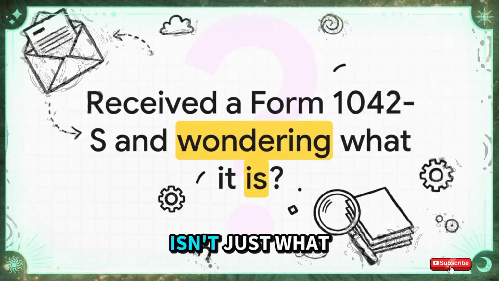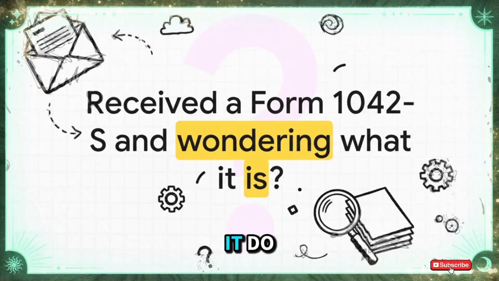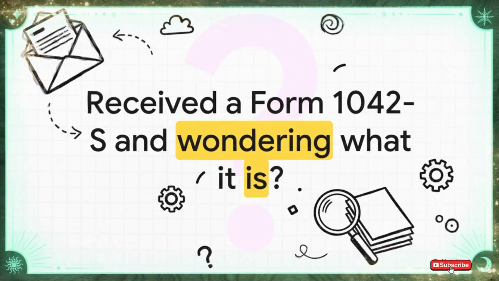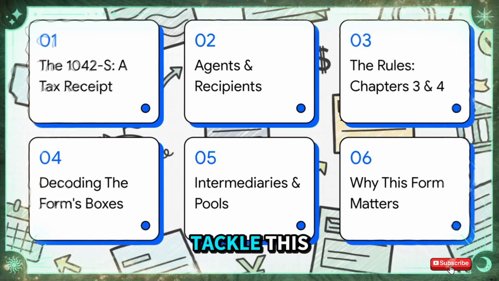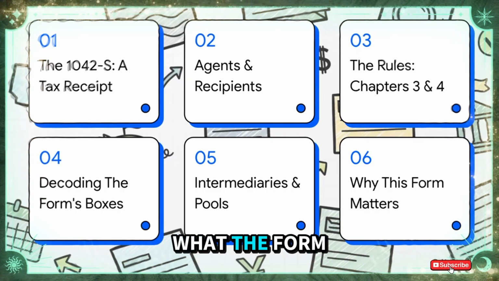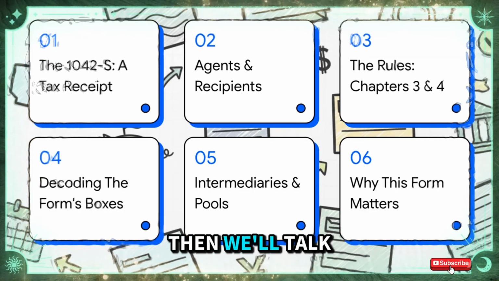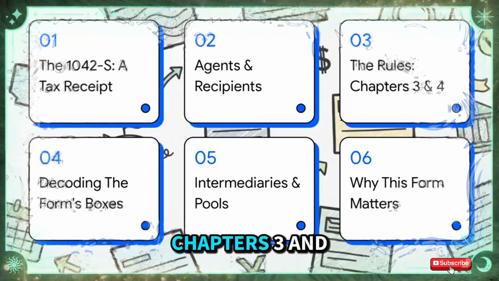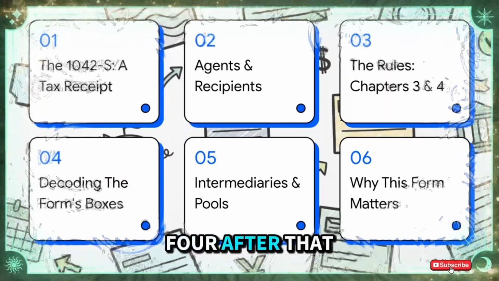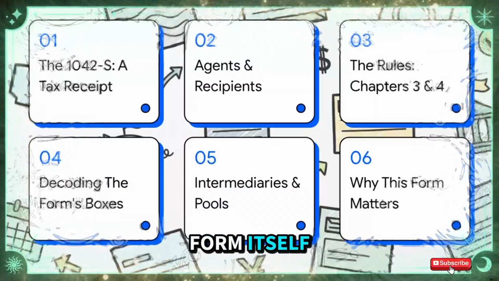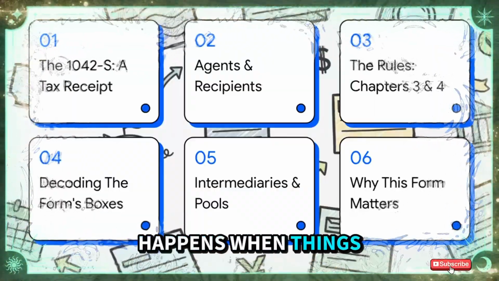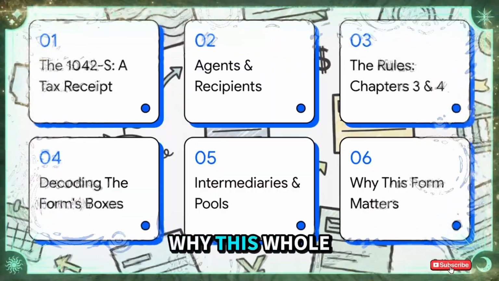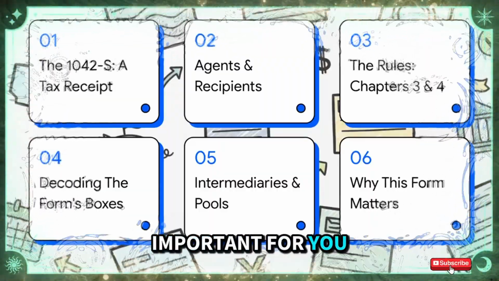The real question isn't just, what is it, but what does it do and what am I supposed to do with it? We're here to break that all down. So here's how we're going to tackle this. First, we'll cover what the form actually is. Then we'll talk about who's involved. We'll get into the two main sets of rules, chapters 3 and 4. After that, we'll decode the boxes on the form itself, look at what happens when things get complicated with intermediaries, and finally wrap up with why this whole thing is so important for you.